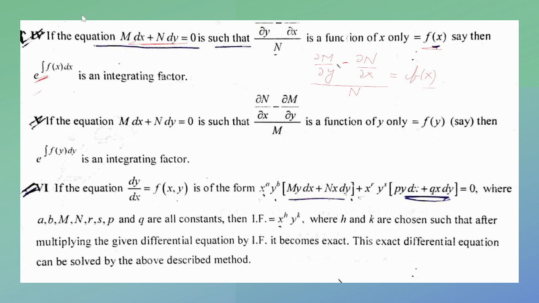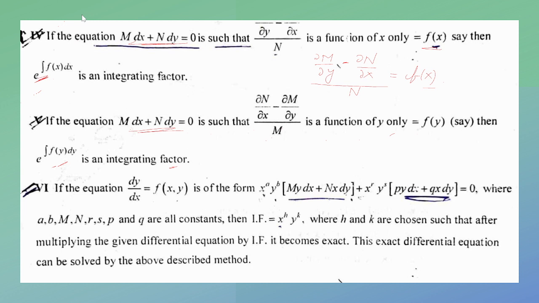In a similar way, if Mdx plus Ndy equal to 0 is such that (del N by del x minus del M by del y) divided by M is a function of y only, then we say that e raised to the power integration of f(y) dy is an integrating factor. Both results are similar. How can we learn both?